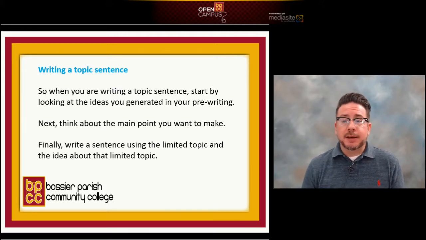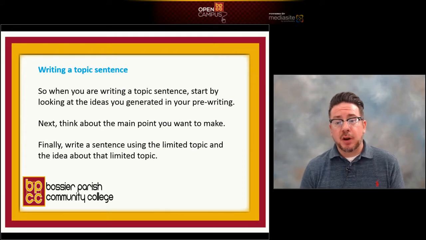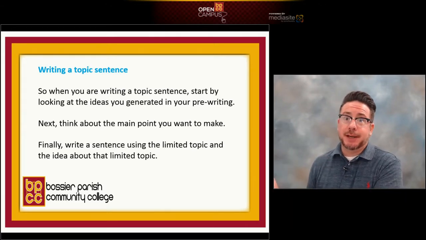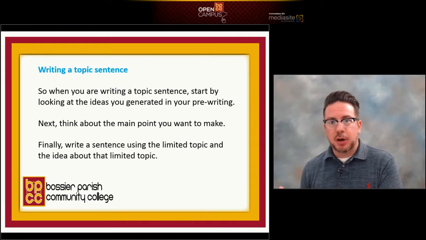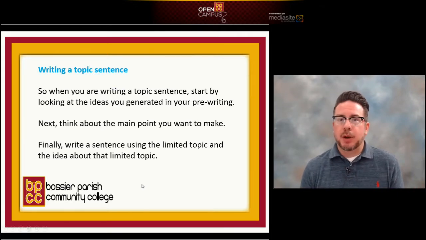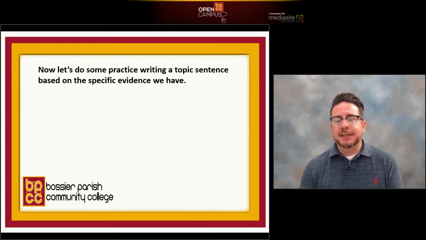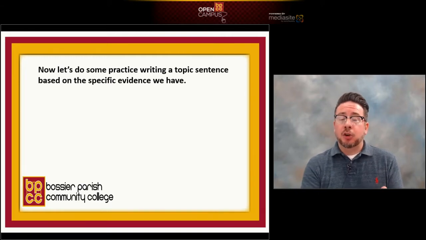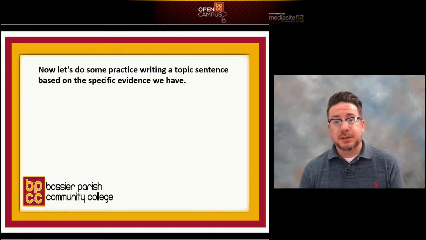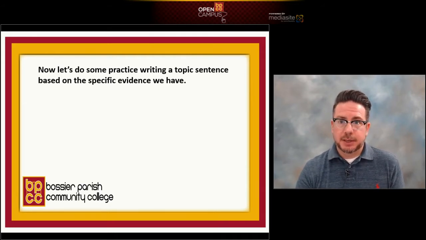So when you're looking at a topic sentence, you want to start by looking at the ideas that you generated in your pre-writing. That's how you get started. That's why we did the pre-writing. So you're going to pick out your best ideas and decide, okay, what do I have to say? What is the point that you want to make? And then once you have decided that, you're going to write out one sentence using the limited topic and the idea about that limited topic.